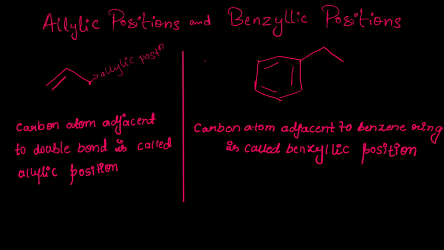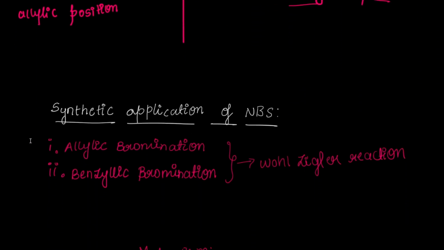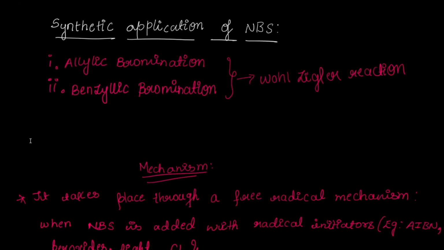In a similar way, if the carbon atom is adjacent to the benzene ring, it is called the benzylic position. Here, this position is called the benzylic position or the benzylic carbon, since it is adjacent to the benzene ring. Next, the synthetic application of N-Bromo-Succinimide.